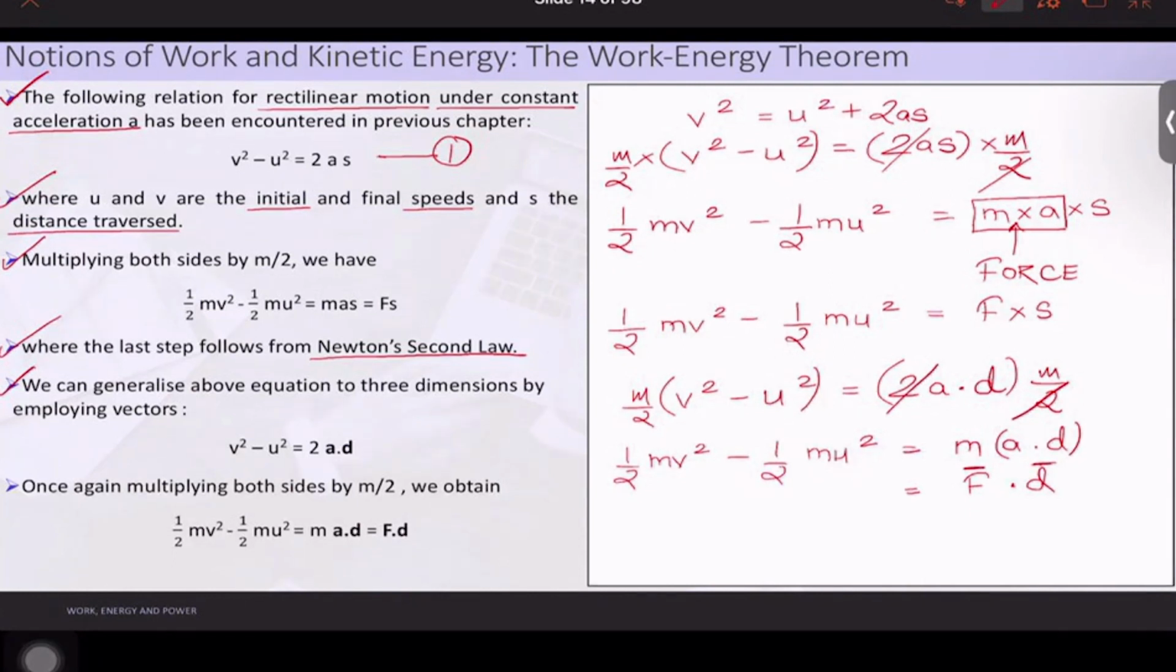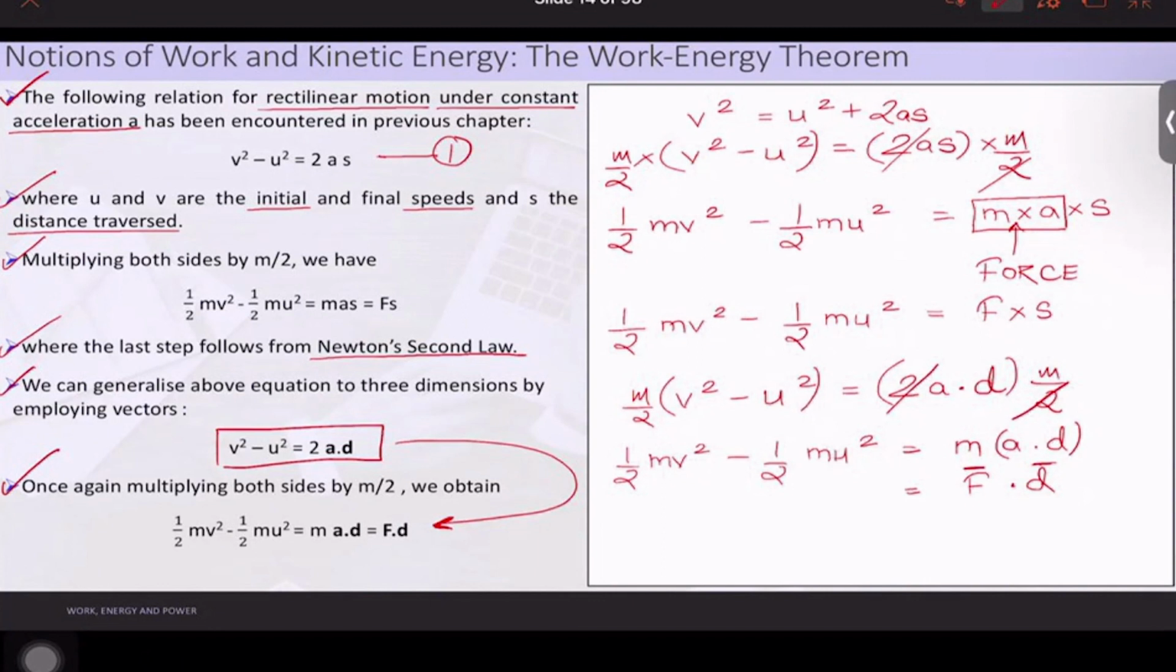M is a scalar, correct? M is a scalar. So it is nothing but your m dot f dot d, that is equal to half mv square minus half m. Okay, so this is something. So till now we have just done some mathematical calculations, so that from this equation we can finally get up to this equation. Okay, let us understand why we did all these things.